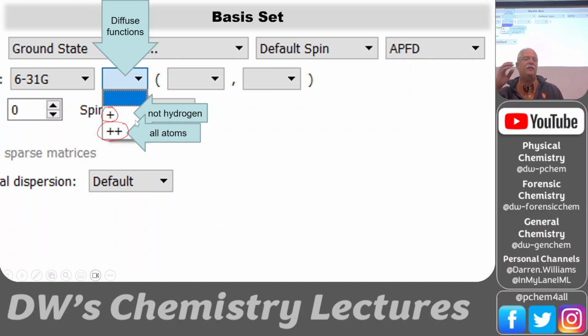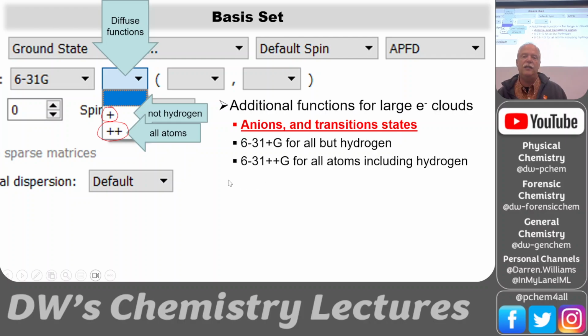I'm not specifying which s orbital, because for, say, chlorine, I'd be adding a 4s orbital. If it was fluorine, I'd be adding a 3s orbital. So it's just adding those diffuse functions, allowing the electron to get further from the nucleus. Those are good for transition states and anions.